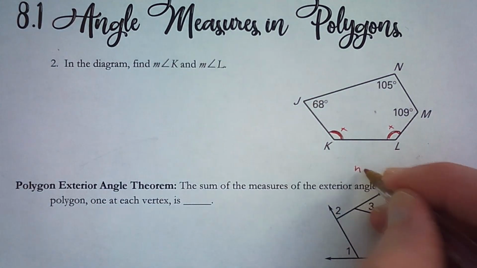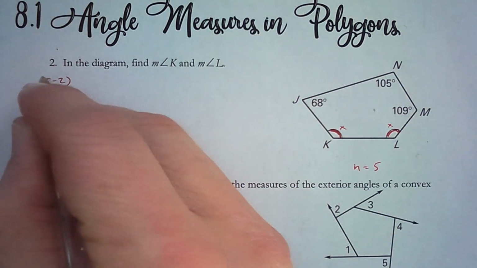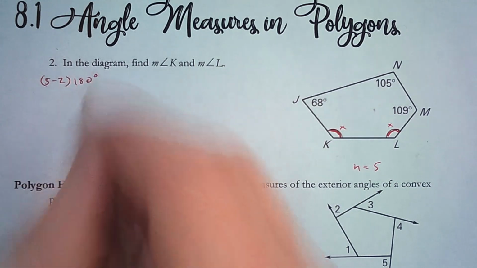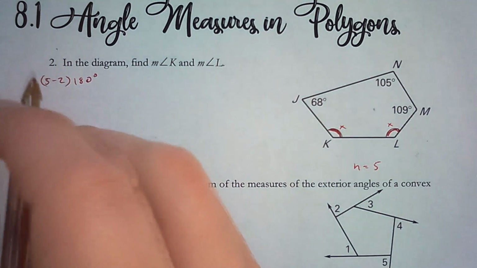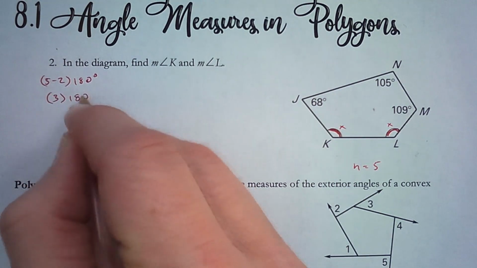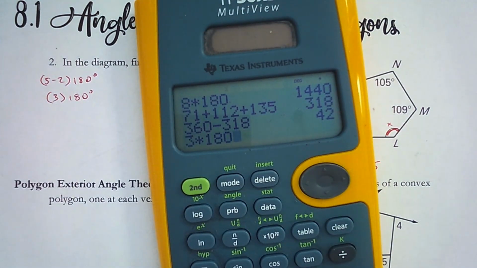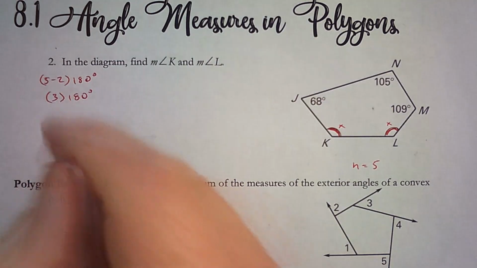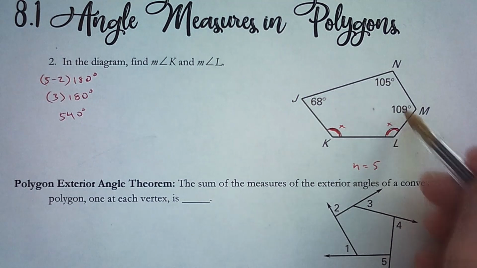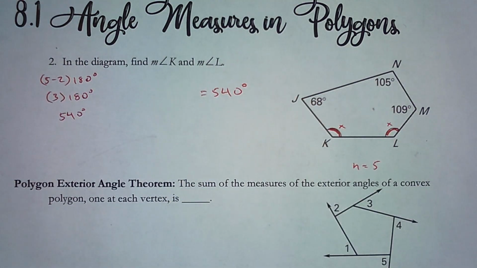There are 5 sides, so n is 5. It's a pentagon. 5 minus 2 tells me how many triangles I can make out of it, and each triangle is 180 degrees. 5 minus 2 is 3, so it's got 3 triangles at 180 degrees each, and 3 times 180 is 540.